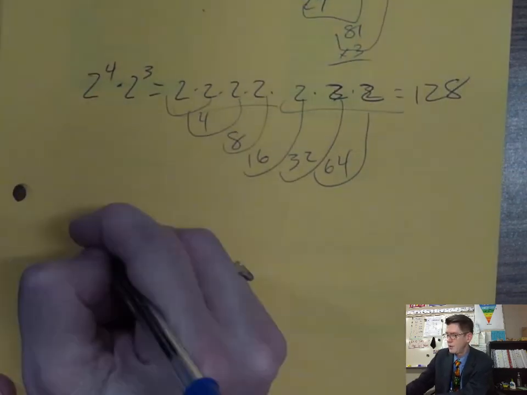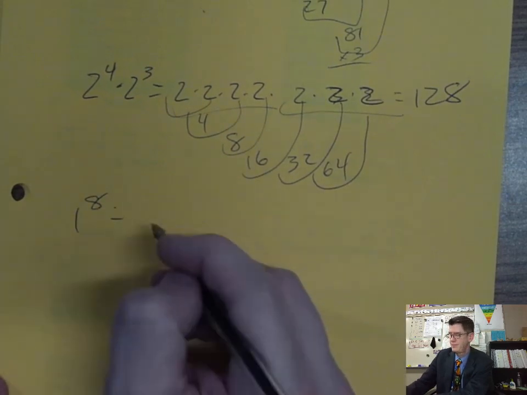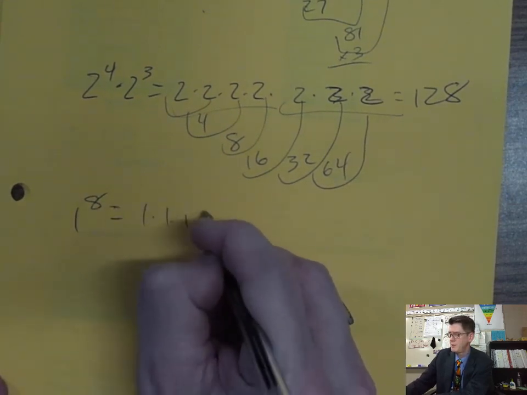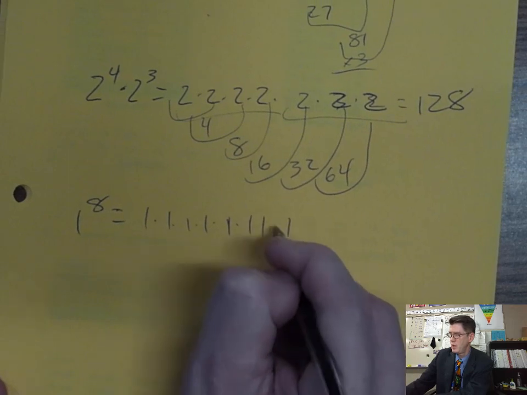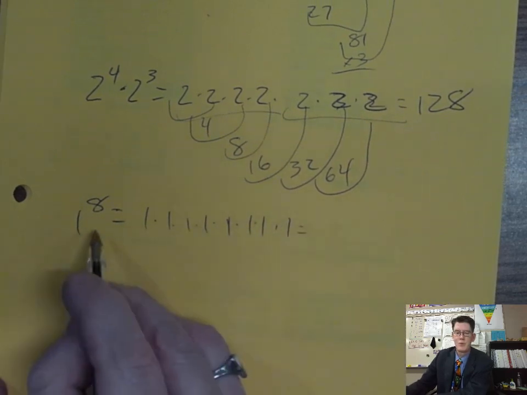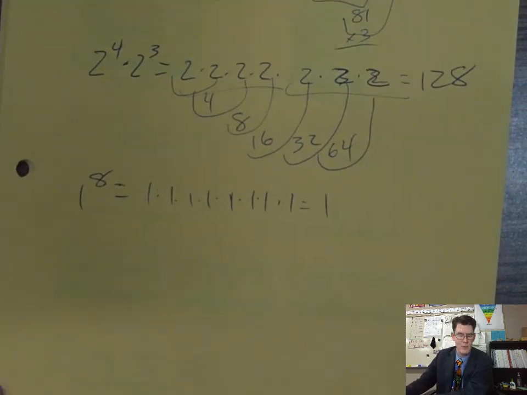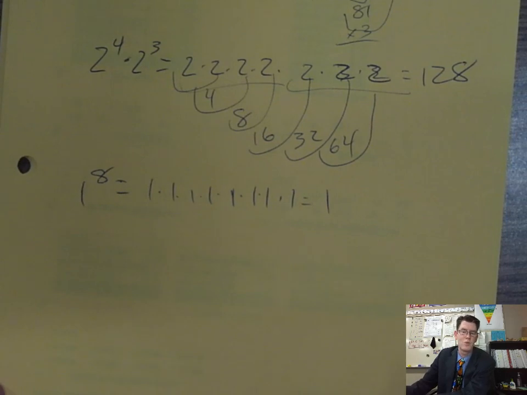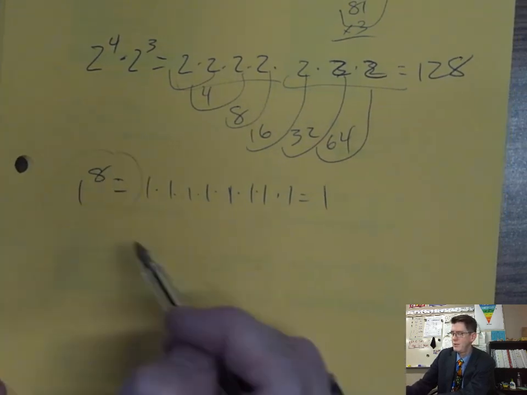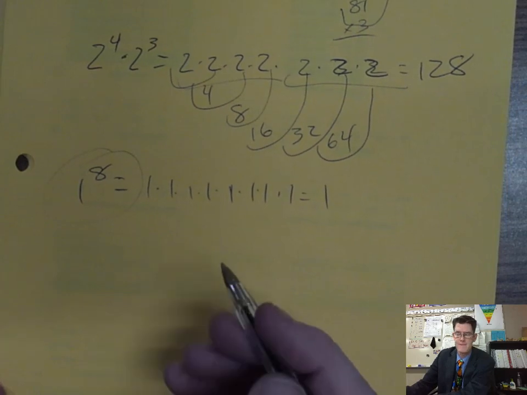What about 1 to the 8th? 1 times 1 times 1 times 1 times 1 times 1, there's 8 of them. Well, you know that. 1 times itself all the way through is just 1. So 1 to any power is just 1.